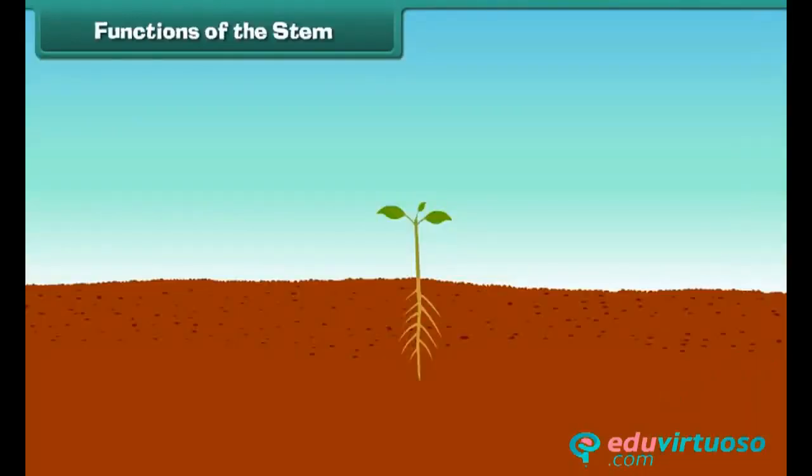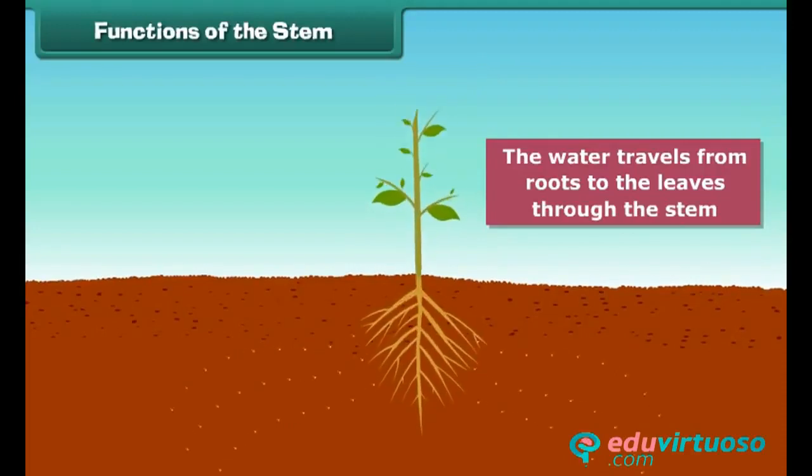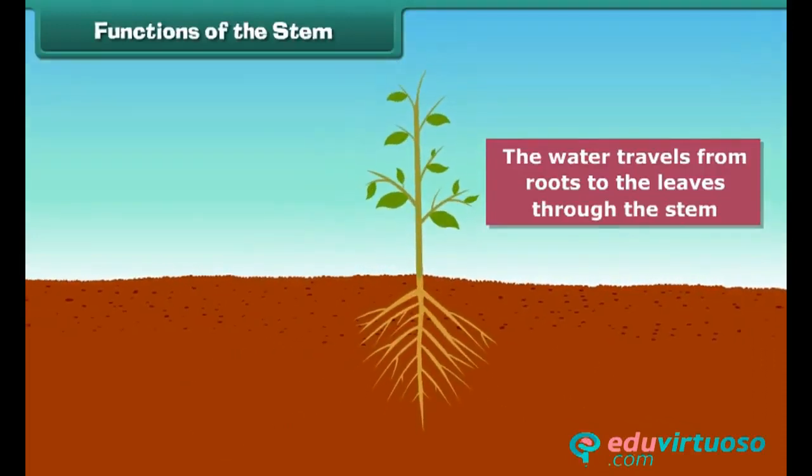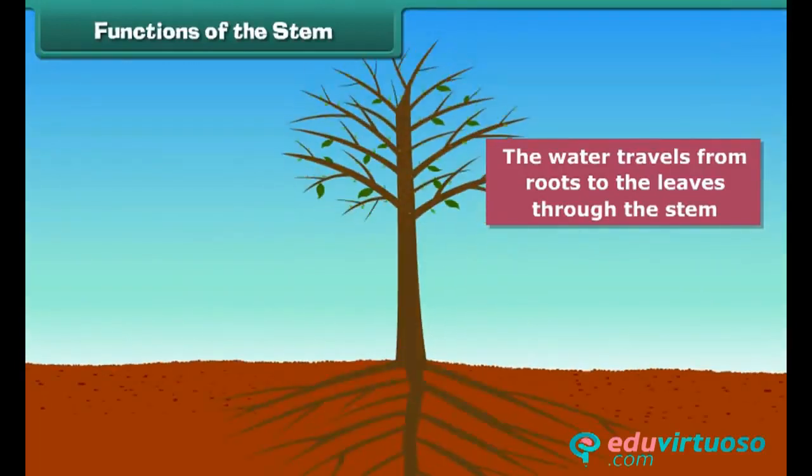Now let's focus on the main functions of stem in plants. The water taken in by the roots of the plant travels to the leaves through the stem. This water is used by the leaves to make food.